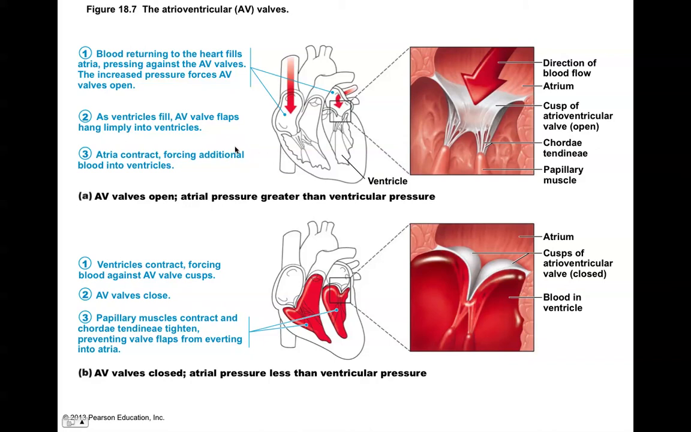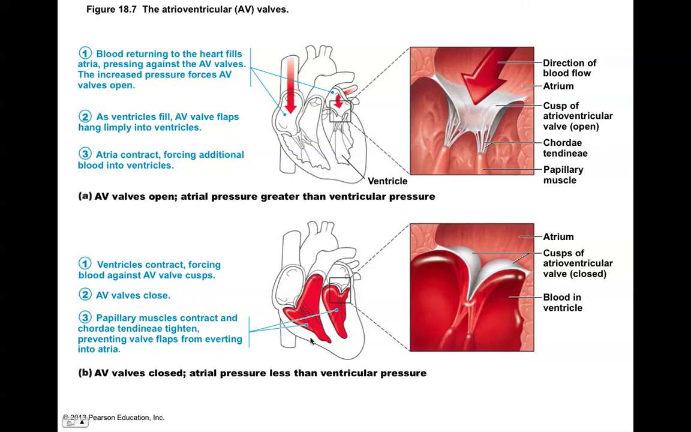Then at the very last minute before the ventricles contract, the atria will contract, forcing a little bit extra blood into the ventricles. Then we can see the ventricles here are now beginning to contract, and that's going to force the AV valve cusps to close. All right, the AV valves will close now because the pressure is going up right here. The valves close, and then this is going to force the blood out of the heart.